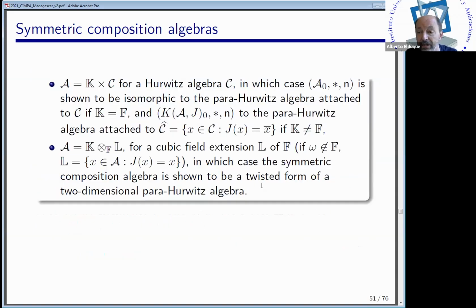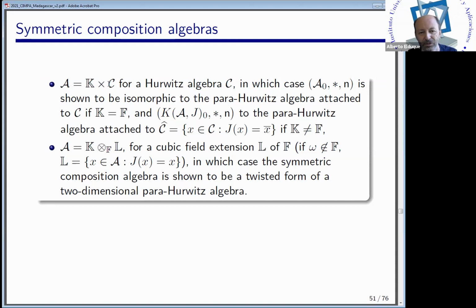The second possibility is that our algebra is, up to isomorphism, a Cartesian product of the field, which is F or K depending, and a degree 2 separable alternative algebra. But a degree 2 separable alternative algebra is just a Hurwitz algebra. These are the only possibilities for this. So the second possibility of a separable alternative algebra of degree 3 is a Cartesian product of the field and a Hurwitz algebra.